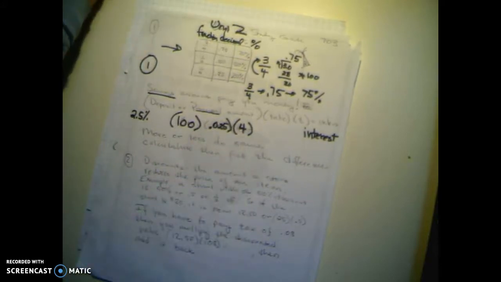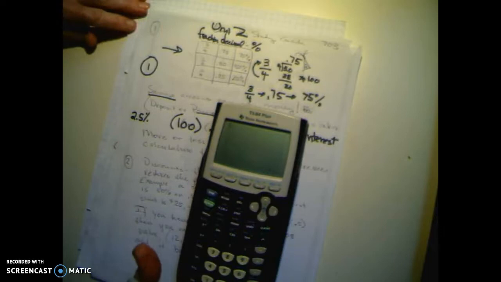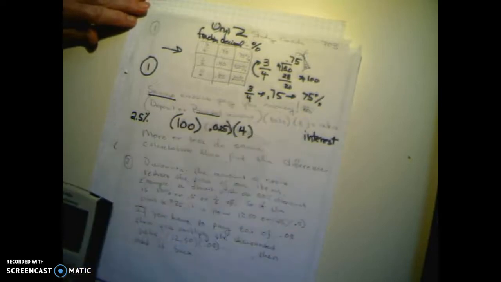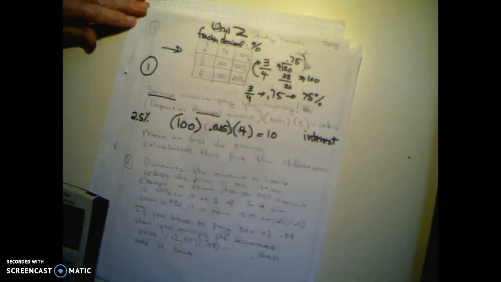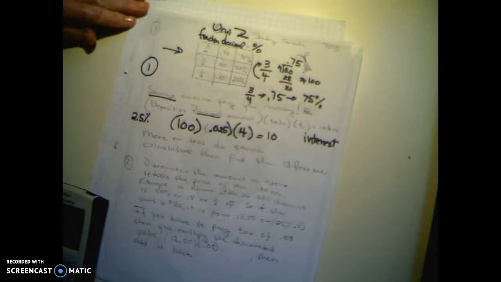So to make this really useful, please get out your calculator. And let's just make sure we know how to push this in. 100 times 0.025 times 4, enter. And my interest for 4 years is just going to be $10. That really doesn't sound like very much. But that would be my interest on a $100 investment at 2.5% for 4 years.